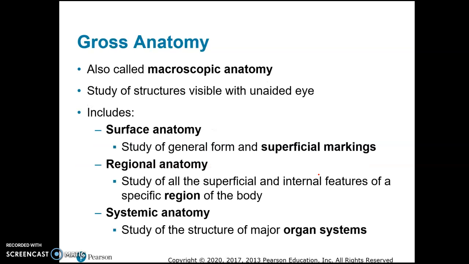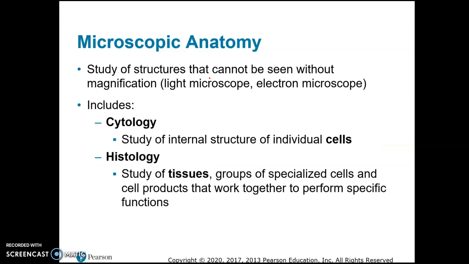Again, gross anatomy is also known as macroscopic anatomy. That means we don't need a microscope to see the structures. And this would include surface anatomy, which is studying general form and superficial markings. Regional anatomy, studying different regions of the body, and systemic is studying the organ systems. Microscopic anatomy is typically for the study of cells, or cytology, and the study of tissues, or histology. And that is our chapter 3, the study of cells, and chapter 4, the study of tissues.